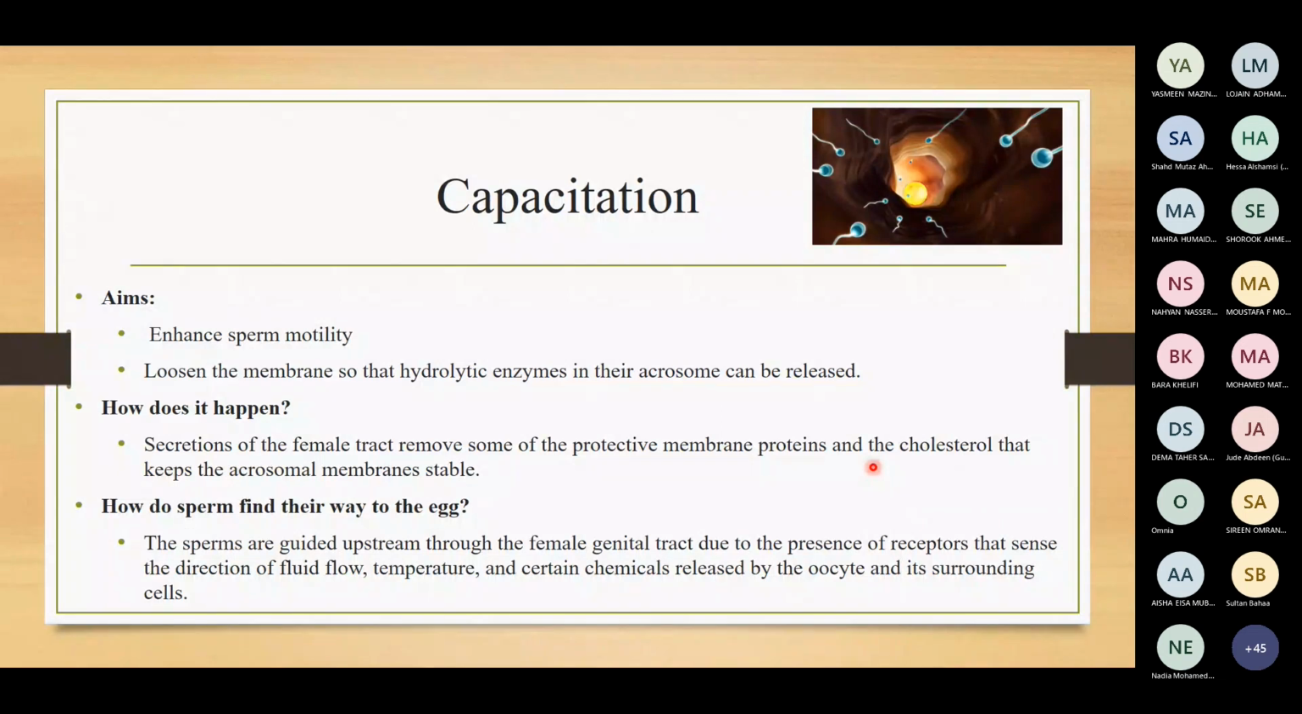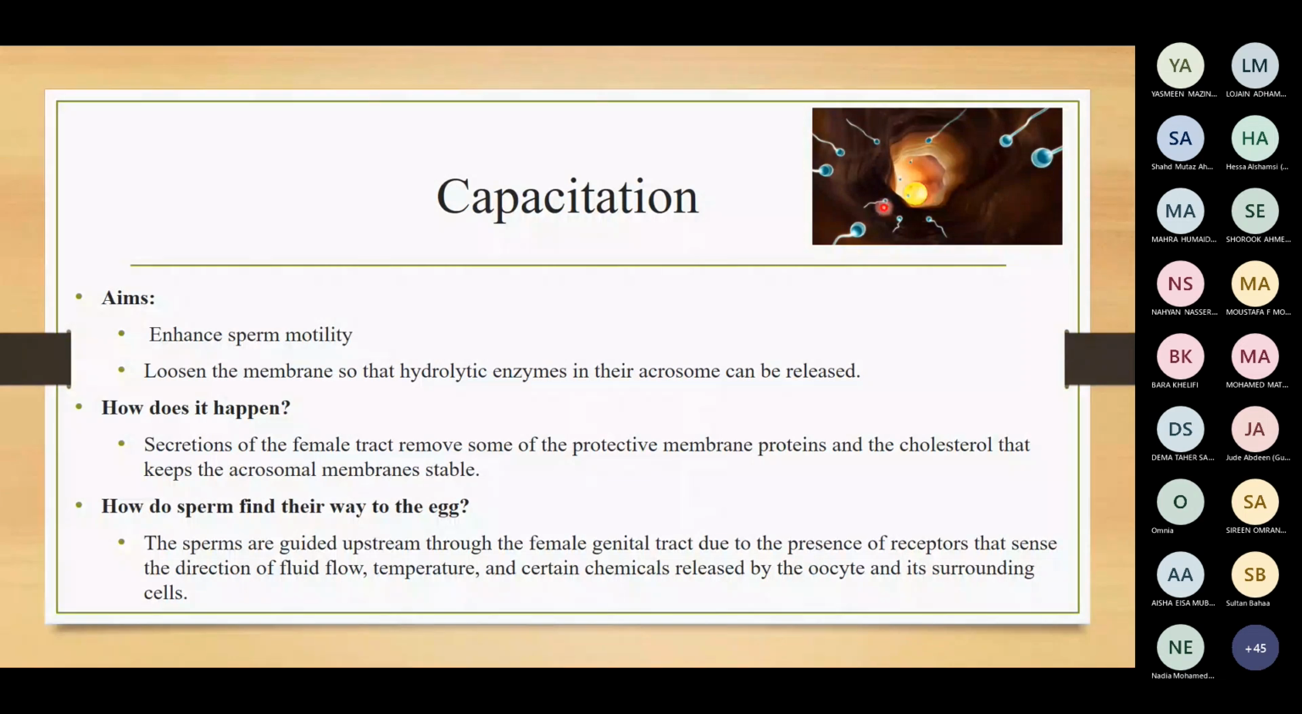Okay. So now the sperm have undergone capacitation. They are ready to reach the egg. How do they actually find their way to the egg? You can think of them as dogs sensing a smell, following a scent. Basically, sperm have receptors that guide them because they sense certain chemicals released by the egg. They're going to sense these chemicals, follow the track, and sense where the egg is. And that's how they're going to end up reaching it.